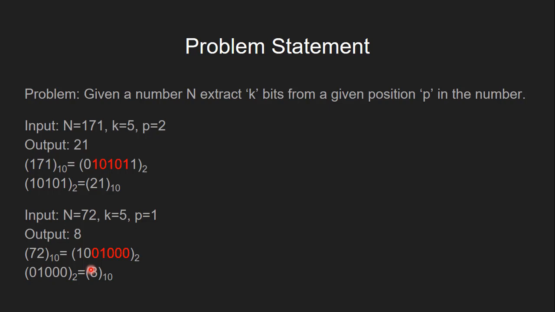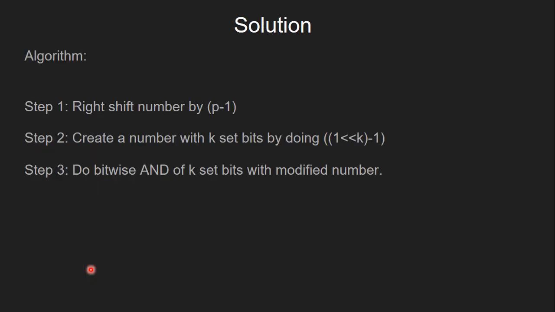Let's see the step-by-step solution to solve this problem. In step 1, right shift the number by p minus 1 positions. In step 2, create a number with k set bits by doing a left shift operation on 1 by k positions and then subtracting 1 from the result. In step 3, do a bitwise AND of the k set bits with the modified number.